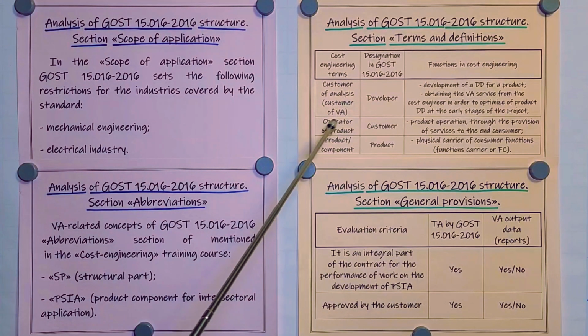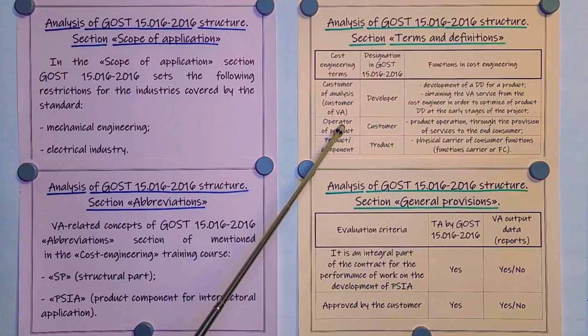Concept number two. By operator or operating organization in cost engineering, we mean an organization based on information from which the degree of satisfaction with consumer functions is assessed. With a certain stretch, it can be argued that in GOST 15016, the operating organization is designated as a customer.